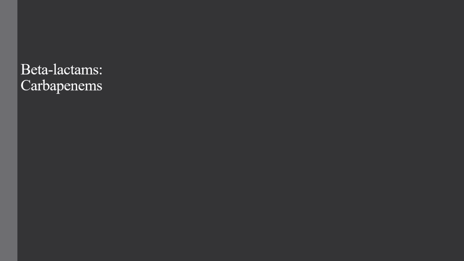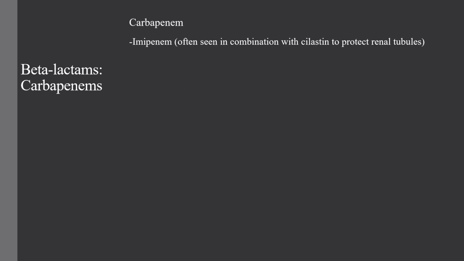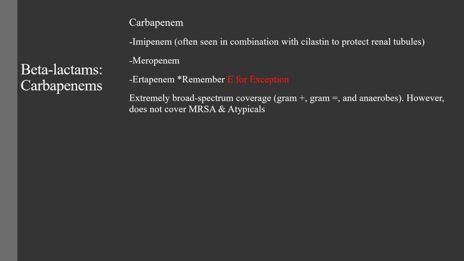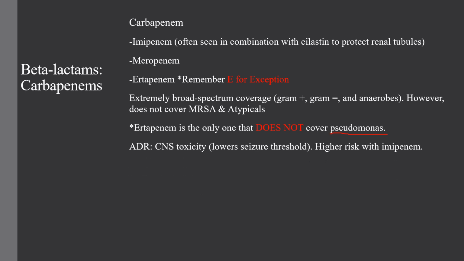Okay, so this one is our beta-lactams, also known as the carbapenems. So we got imipenem, which is often seen in combination with cilastatin to protect renal tubules, meropenem, and ertapenem. Remember E for exception. They're extremely broad spectrum, so they cover gram-positive, gram-negative, and anaerobes. However, they do not cover MRSA and atypicals. Ertapenem is the only one that does not cover Pseudomonas, whereas the other ones do. Some adverse drug reactions are CNS toxicity and a lower seizure threshold. This is higher with imipenem.